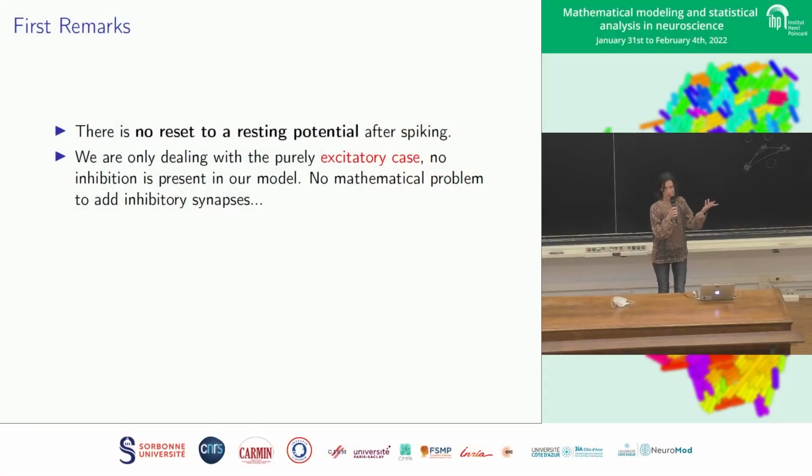And another thing, this is the purely excitatory case. That's not really important. It's somehow motivated by Christophe's introduction. It would be no problem to add inhibitory neurons.